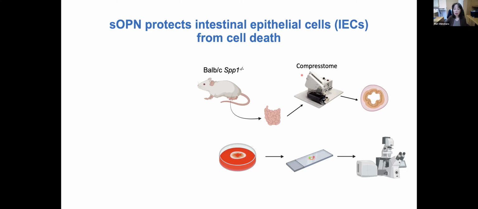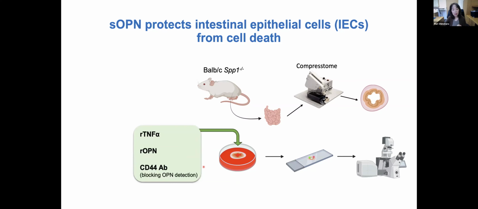So here the compressome comes up. What we did here is we have the whole body knockout mice of OPN. Here, it's not irradiated and not T cell transfer, just healthy naive mice. Took out the gut, small intestine, and then using the compressome, we generated 400 micron thickness samples and then plated in tissue culture. And then in this tissue culture, we treated those tissues with recombinant TNF alpha to induce apoptosis. It's known very well that TNF alpha is a really good inducer of cell death. So we tried that, and then we wanted to rescue with recombinant OPN.